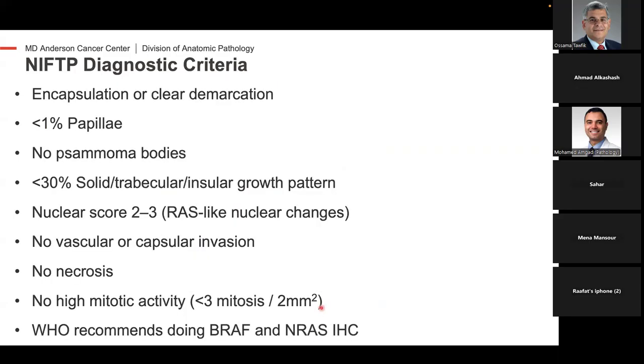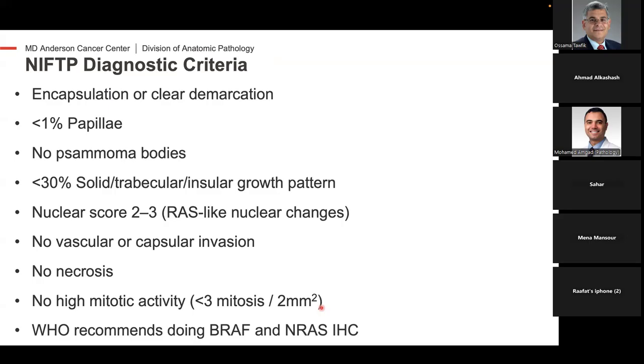So next, there are exclusion criteria for NIFTP. There are things that you cannot have. So of course you need encapsulation and clear demarcation. You need less than 1% true papillae. And really, if you see true papillary structures, hold back, right? You don't have to call it a NIFTP. You can call it something else.